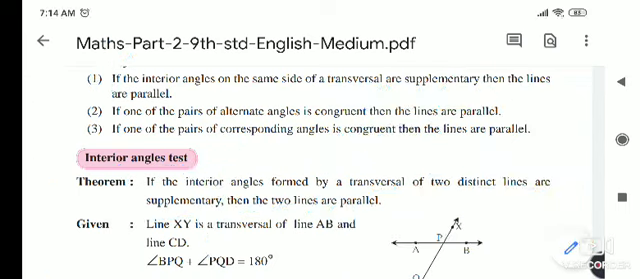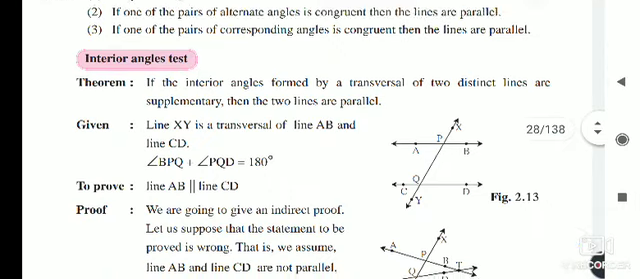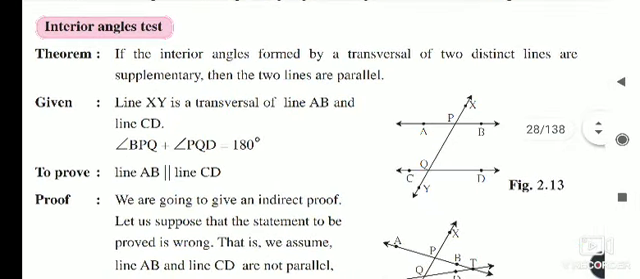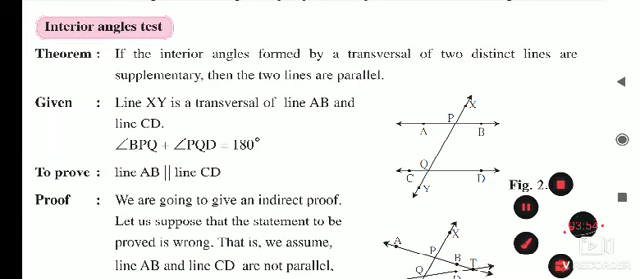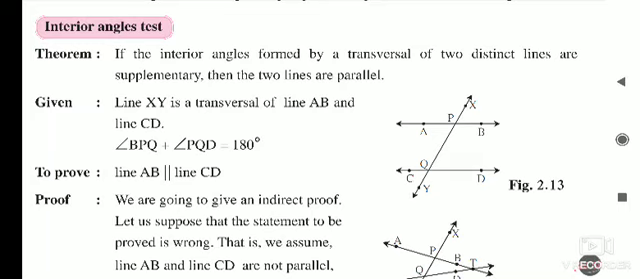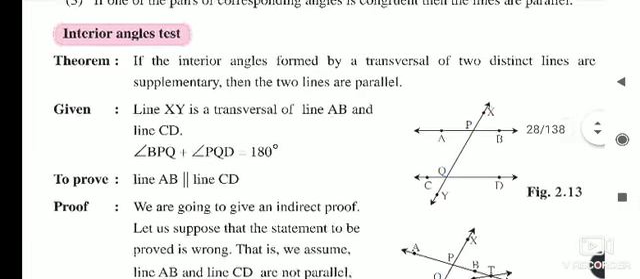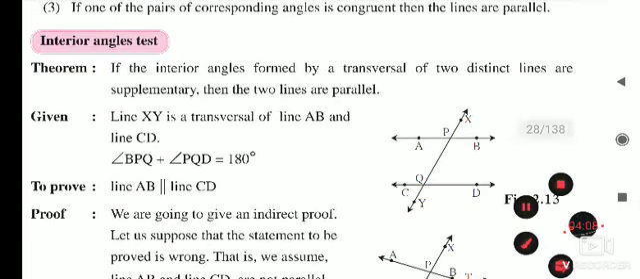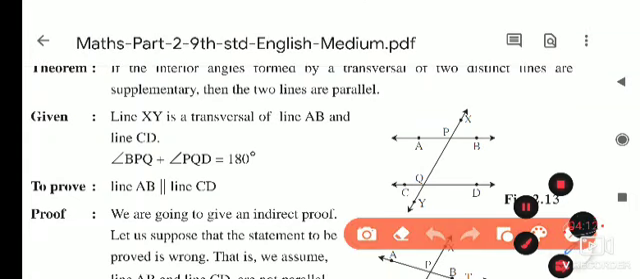So here it is the interior angle test. If the interior angles formed by a transversal of two distinct lines are supplementary, supplementary meaning the sum of measures of both angles is equal to 180 degrees, then the lines are parallel to each other. That is the property.